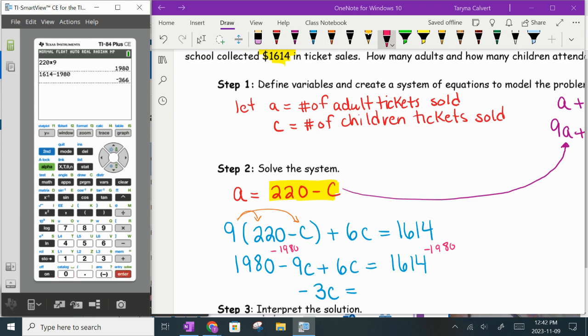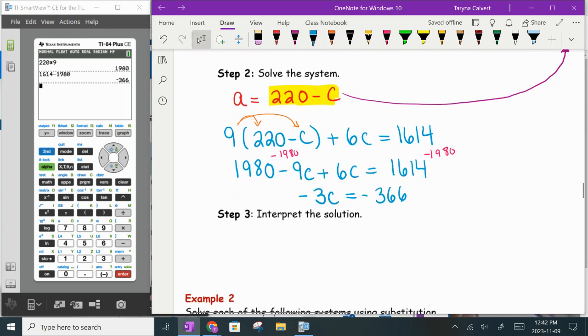All right, so we have negative 366. If you divide both sides by negative 3, perfect, you'll get 122. Exactly. So we have 122 as our C value. So it looks like 122 children attended.